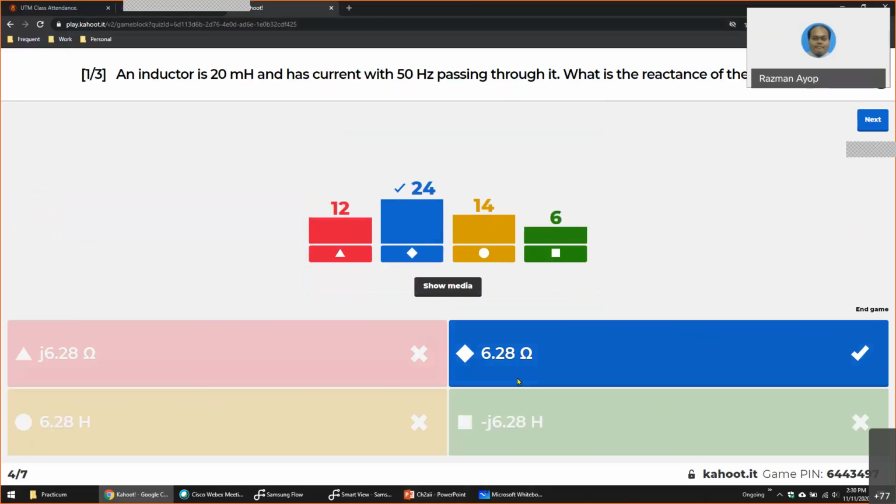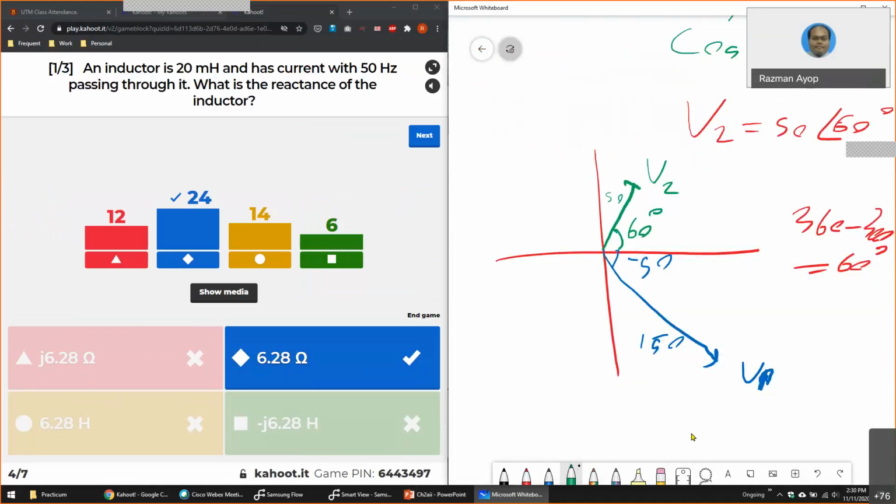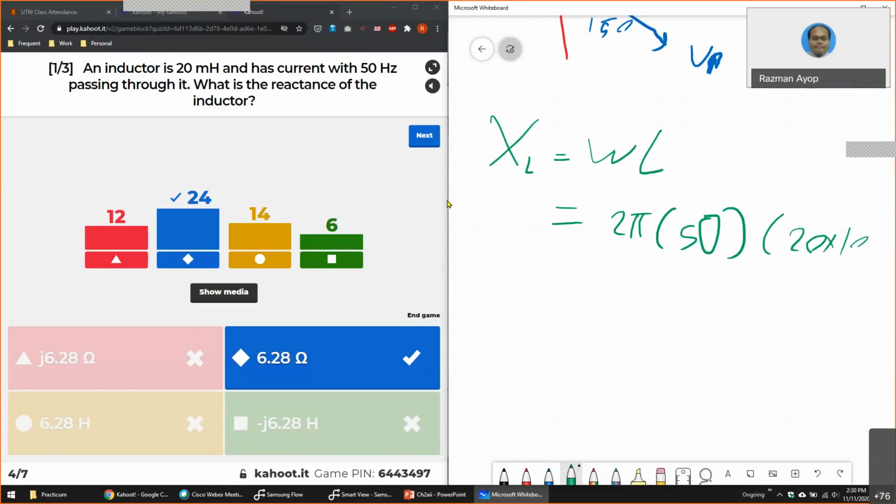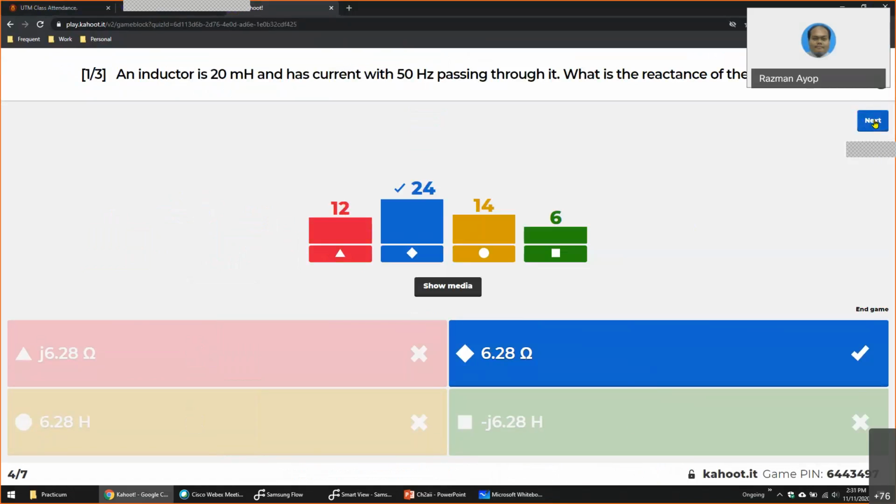Most of you got the correct answer. Make sure that the unit is ohm. So how to do this? Reactance is XL, so XL equals WL, which equals 2 pi, and the frequency is 50, then multiply by 20, multiply by 10 to the negative 3, 20 milli. So you will get 6.28 ohm. Make sure you know the unit. So we move on to the next question.